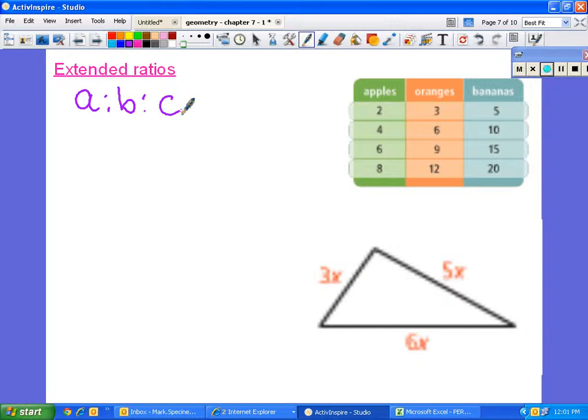Alright, so an extended ratio, A to B to C. Now what we can do is take any two of the three and make a ratio. So I can say A to B, I can say B to C, and I can say A to C.